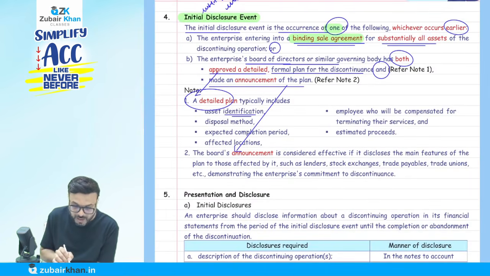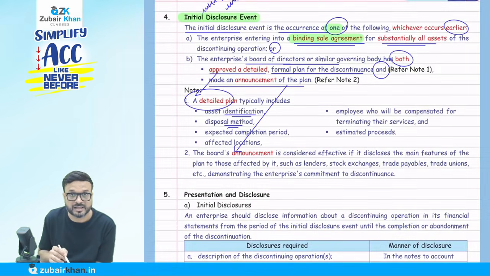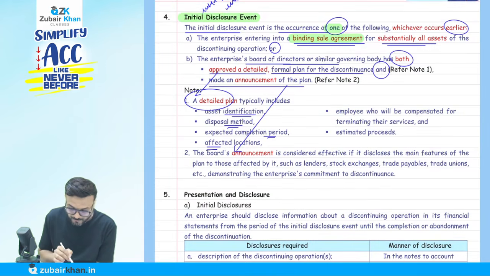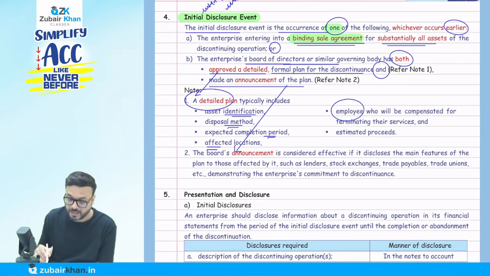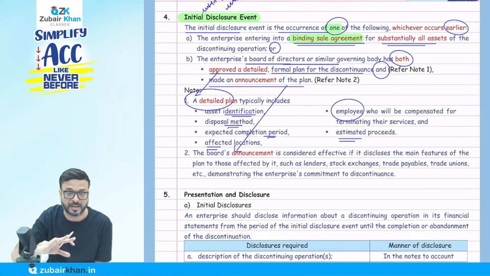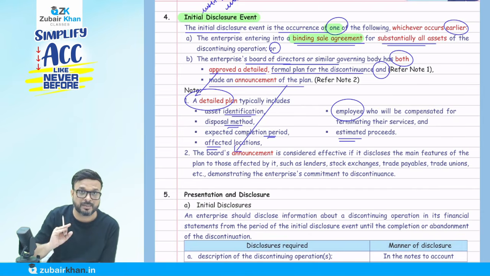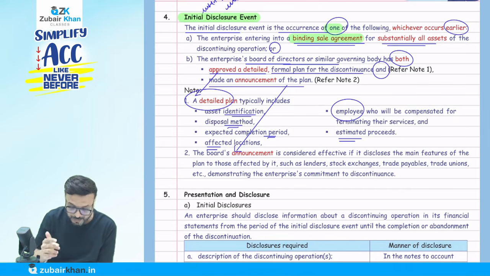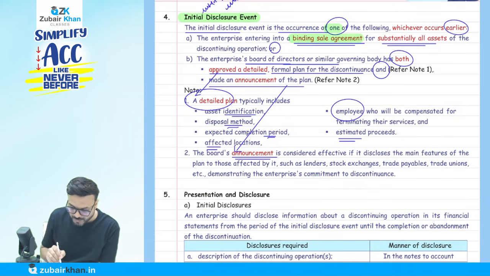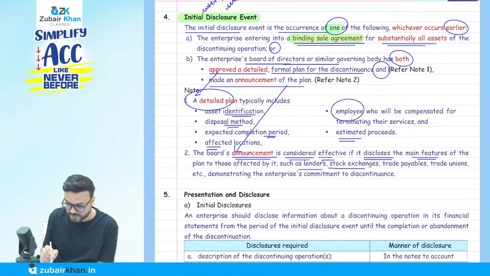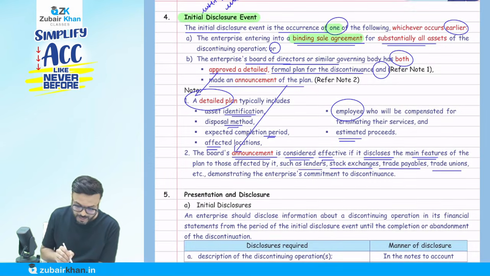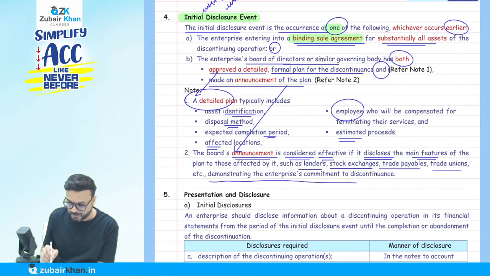Asset identification, how we can dispose of and sell them, the expected completion period, affected locations, how the employees will be compensated because they are not going to do the job and will be terminated, and the estimated proceeds, how much will be received on the sale of assets. They have made a detailed plan, and at the same time they have made the announcement in public. An announcement is considered effective if it discloses the main features of the plan to those who are going to be affected by it, such as lenders, stock exchange, trade payables, trade unions, demonstrating the enterprise's commitment to discontinue.